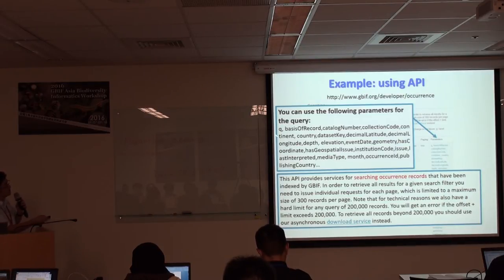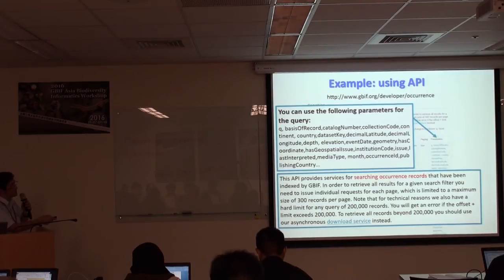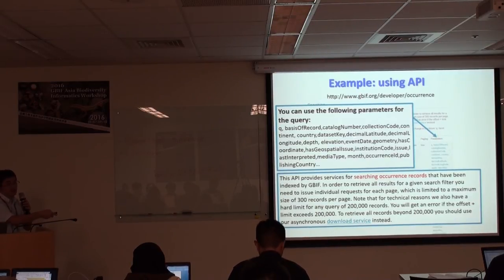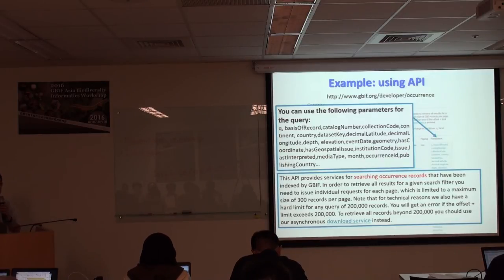So you need to know what Q means. Q means any strings in the records. Basis of record, and a couple of numbers. These are keywords already given as terms of Darwin Core. So again, you need to think back that Darwin Core is the basis of all this. If you study Darwin Core more deeply, then you'll be able to control the database in GBIF more easily. Okay?